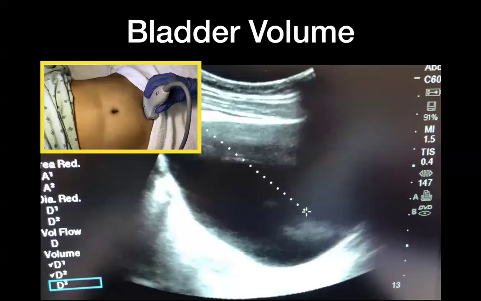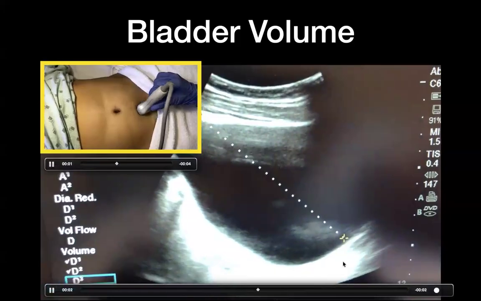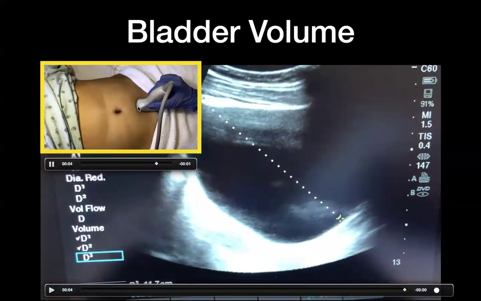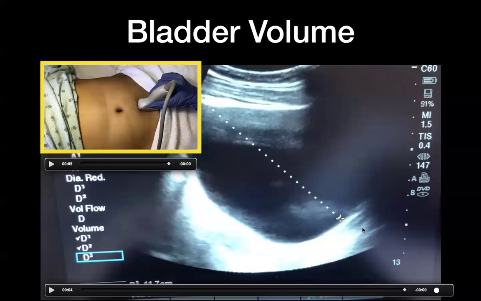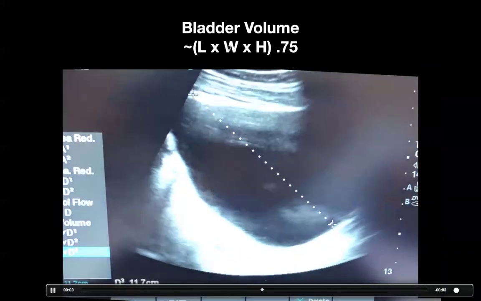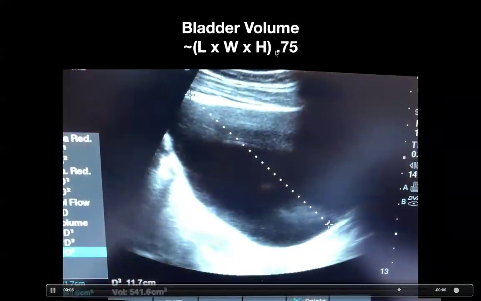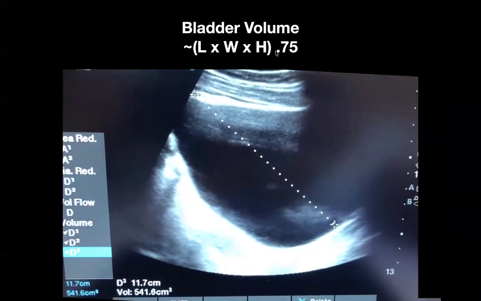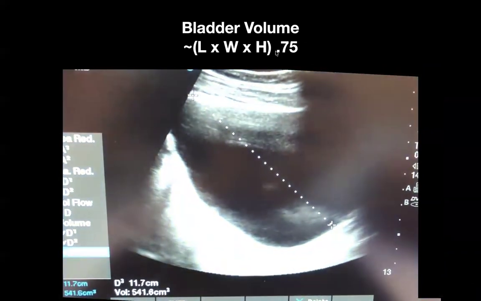And then the third measurement will be done in the longitudinal axis, which is with the probe marker facing the patient's head, the longest diagonal from superficial to deep. So starting from one corner and then going all the way to the other corner on the other side. Once you have all these three dimensions, you multiply it by a bladder coefficient of 0.75, and that will be your bladder volume.